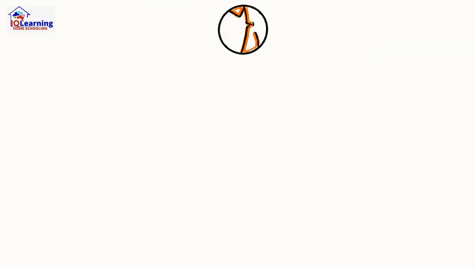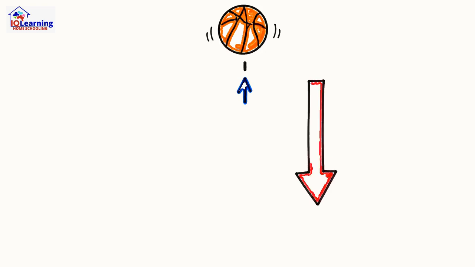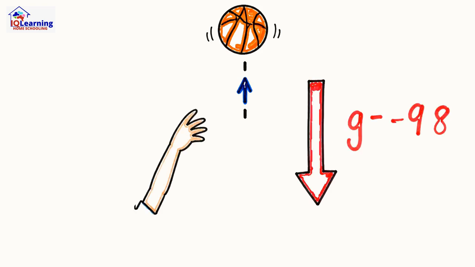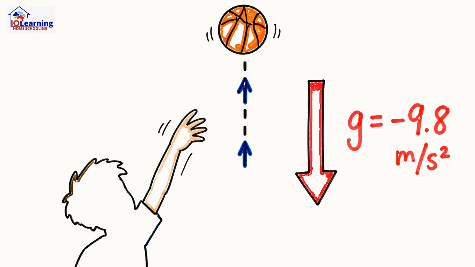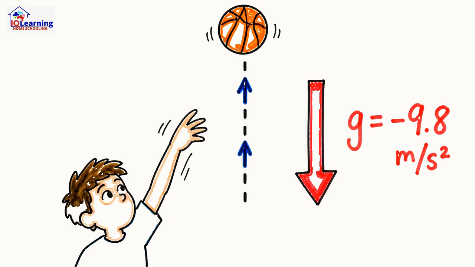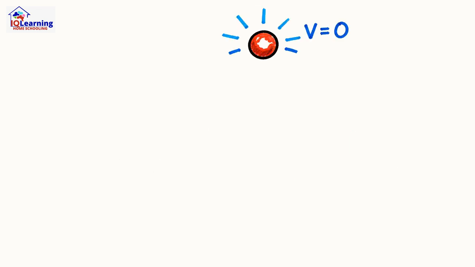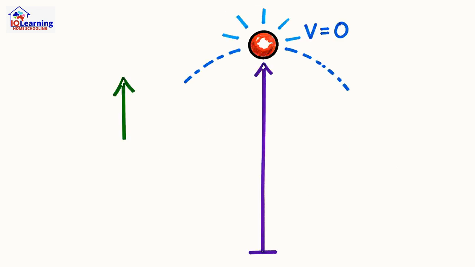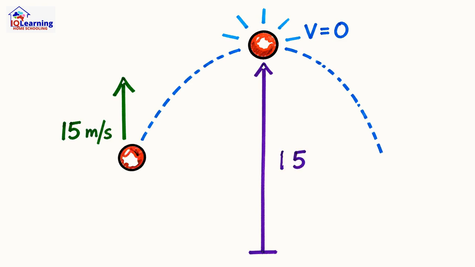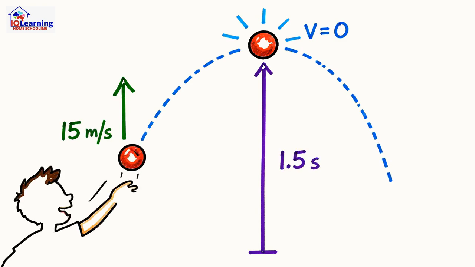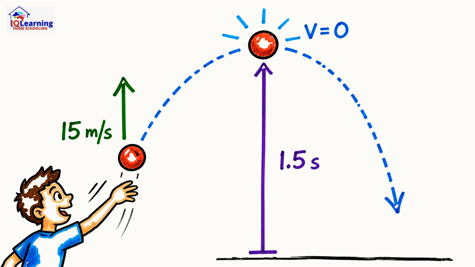Simple. Now, let's toss that ball upward. This is a special case called free fall. Here, the constant acceleration is always the pull of gravity, negative 9.8 meters per second squared. If we throw the ball up at 15 meters per second, when does it reach its highest point? At its peak, its velocity is momentarily 0. Using the same logic, we choose the right equation and find it takes about 1.5 seconds to reach the top.